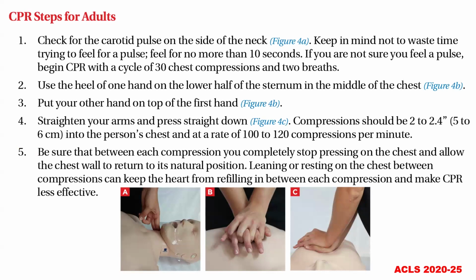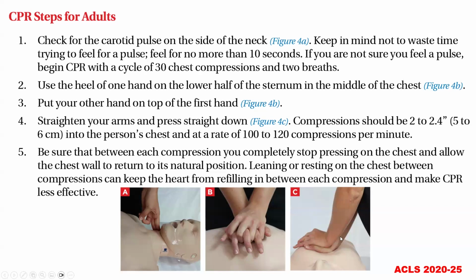CPR steps for adults. Check for carotid pulse as it's shown in this picture on the side of the neck. Keep in mind, when you're trying for pulse, feel for no more than 10 seconds. If you're not sure you feel a pulse, begin CPR with a cycle of 30 compressions and 2 breaths. Use the heel of one hand on the lower half of the sternum in the middle of the chest. Put your other hand on top of the first hand.